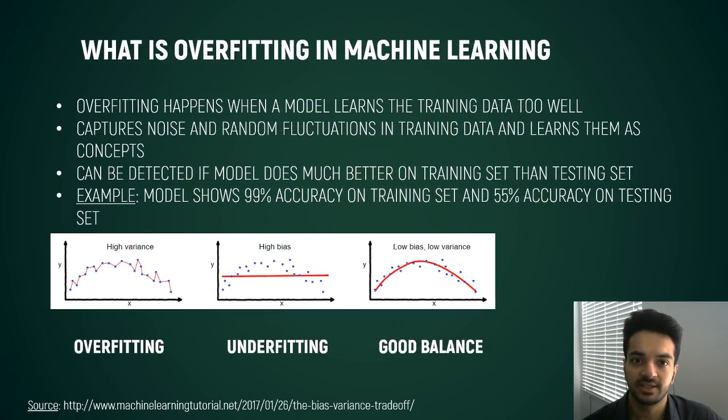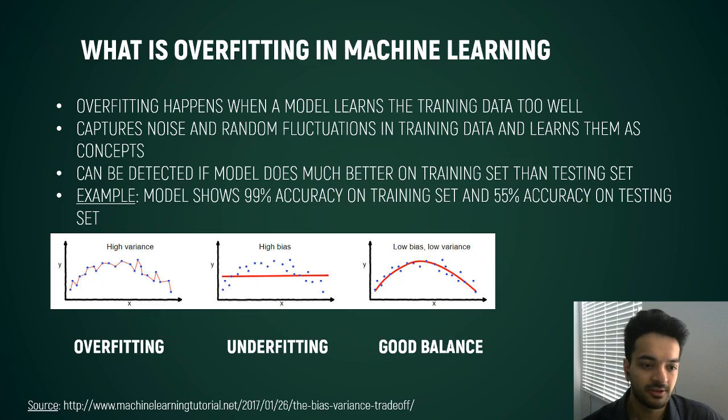So what is overfitting in machine learning? Overfitting happens when a model learns the training data too well, and it ends up capturing noise and random fluctuations in training data and learns them as concepts. And this usually can be detected if the model does much better on the training set as compared to the testing set or the validation set. So for example, a model shows 99% accuracy on the training set and about 55% accuracy on the testing set. So you can see it's overfit to the training set.